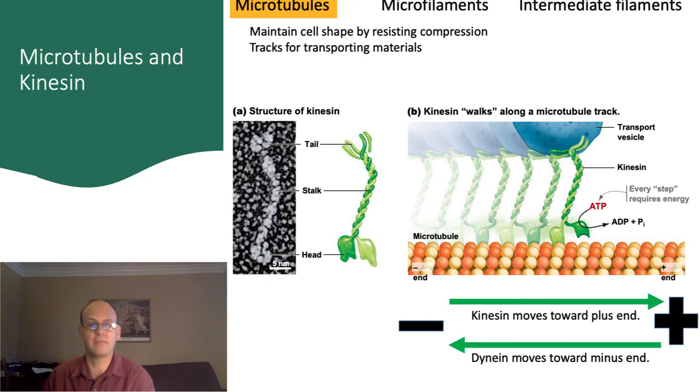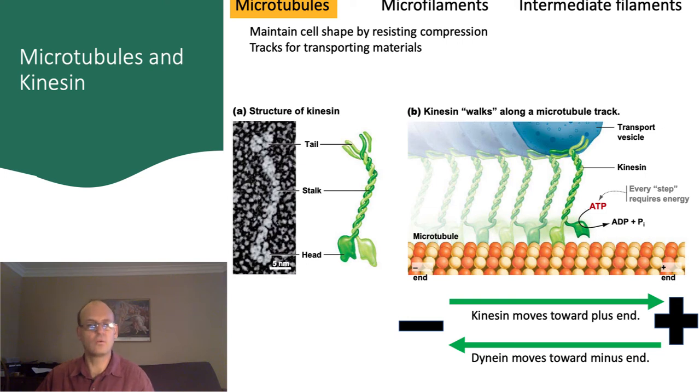Kinesin has a tail that binds to the transport vesicles, a head that hydrolyzes or uses ATP, and a stalk in between. Kinesin uses energy in the form of ATP every step that it takes as it walks along the microtubule toward the plus end. Since it moves toward the plus end, it's particularly useful for transporting vesicles toward the cell membrane. And apparently it can move at about 375 steps per second.